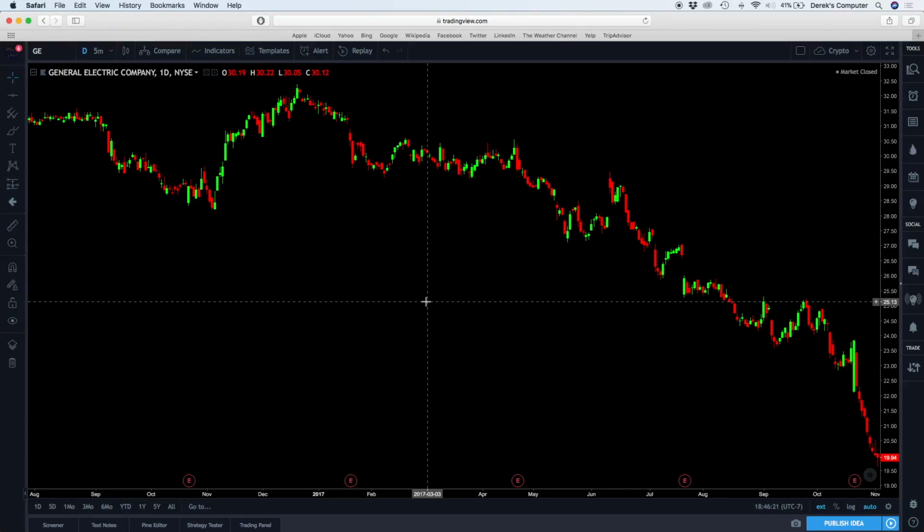What do you see, you guys? What do you see when you're looking at General Electric, GE? Well, you probably see a downtrending stock. And if you've been following me for any amount of time, you know that when it's a downtrending stock, I like to take trades in the direction of the trend. If it's an uptrending stock, I like to take trades in the direction of the uptrend. There's no need to fight the trend.